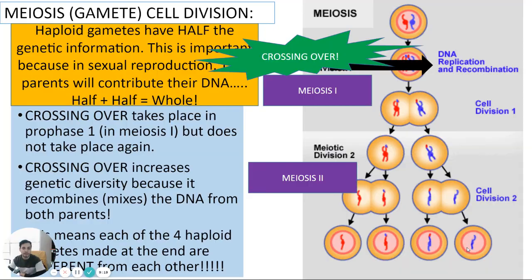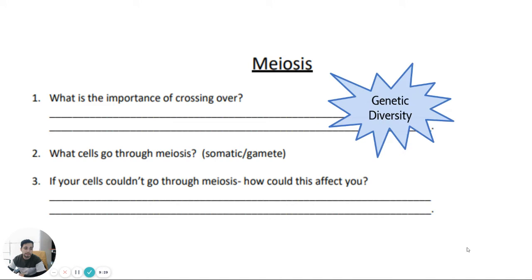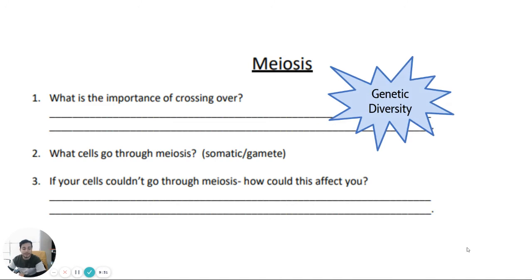So this is where crossing over happens. If you could flip to this page right here, where we talk about meiosis, and it just says, what is the importance of crossing over? Genetic diversity, okay? For number 2, what cells go through meiosis? We have gametes. So somatic cells or body cells are going to be from mitosis.